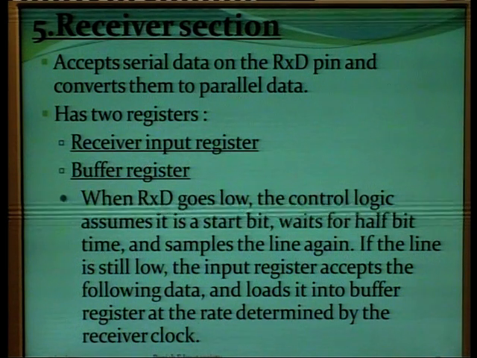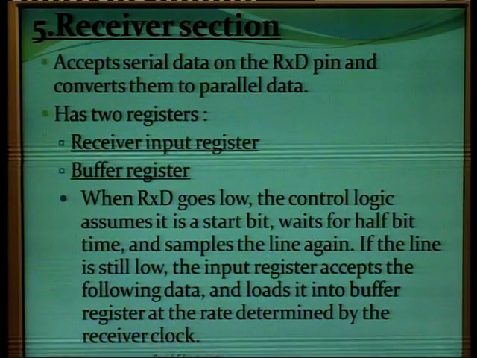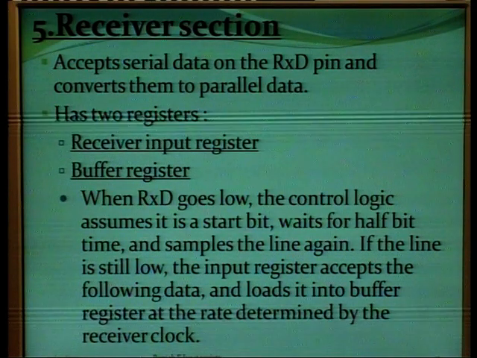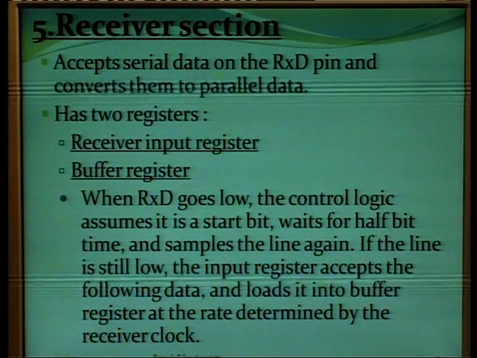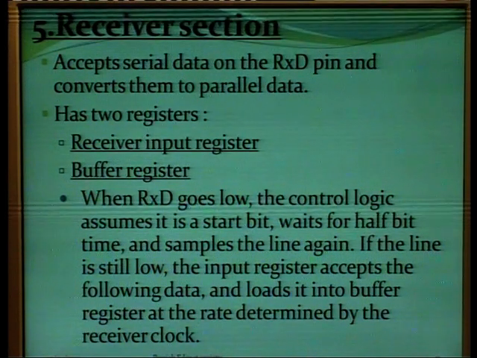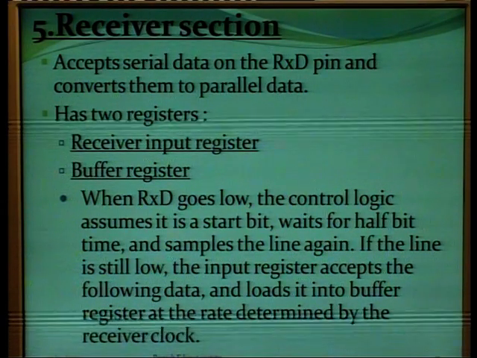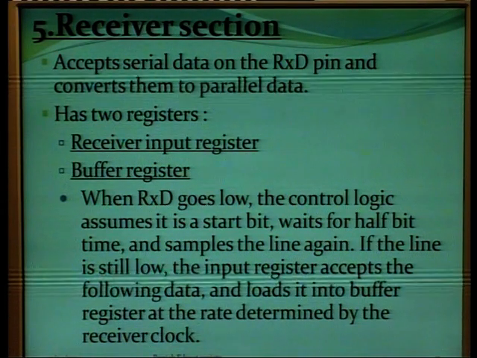Fifth section is the receiver section. It accepts serial data on the RxD pin and converts it into parallel data to send to the microprocessor. It also has two registers, a receiver input register which receives the serial bits one by one, and a buffer register which contains the 8 bits.